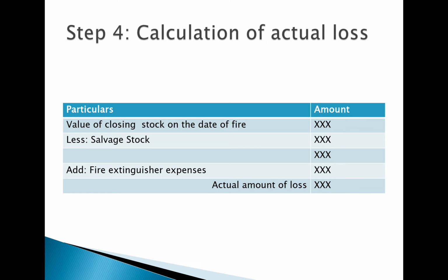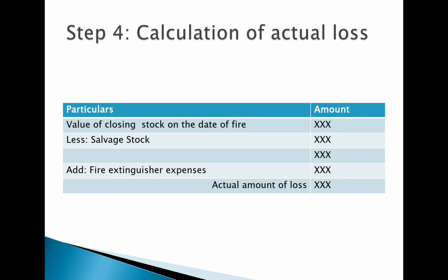So, actual loss, how can we calculate? This is the format which I have mentioned over here. Value of the closing stock on the date of fire. From where will we get this? We will get this from the memorandum trading account. From the memorandum trading account, we will take the value of closing stock, and from that we are going to deduct the salvage stock or salvage value.